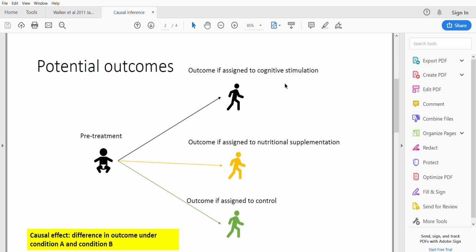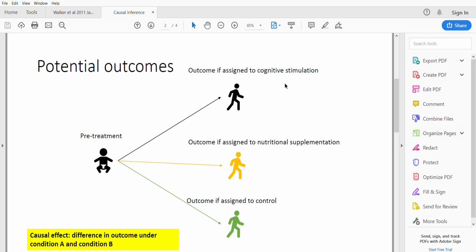And so this is the idea behind the potential outcomes framework. There are multiple different outcomes that any unit could experience depending on which condition they're assigned to. I think a more traditional experiment uses two conditions, a treatment condition and a control condition. In this case, we have three different arms of the treatment. So there's two different treatment conditions and one control condition. And so this idea of potential outcomes is also useful to us because it allows us to define what we mean by a causal effect.